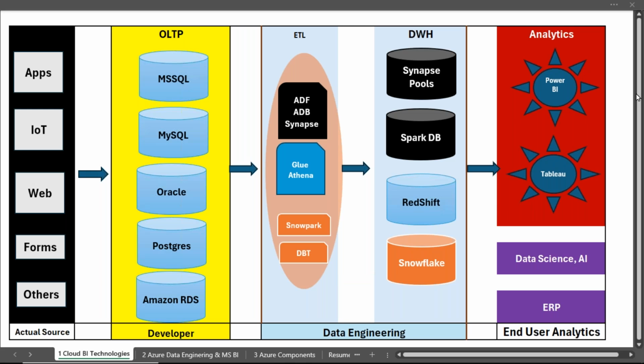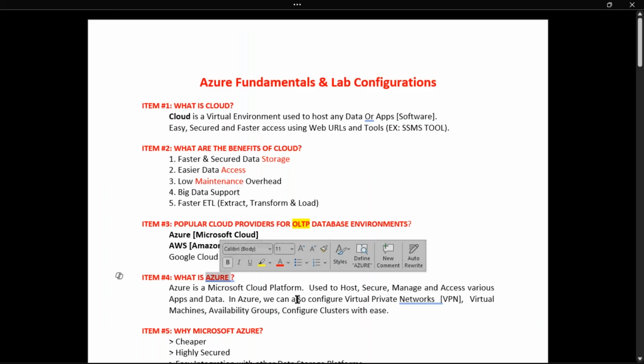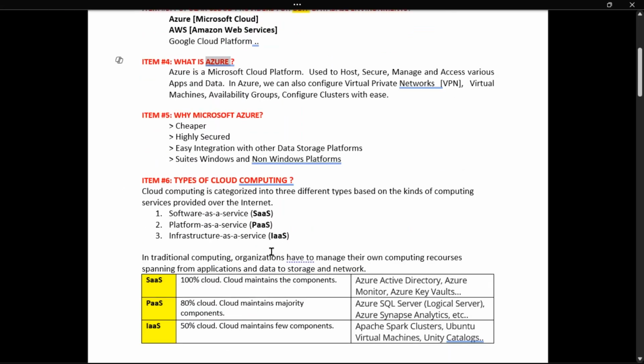Next, for AWS engineering, we have a separate course, 2 months, separate trainer. Snowflake again, another 2 months, another trainer. Now, with this, let's continue back to our notes. Azure: cheaper, easy to use.